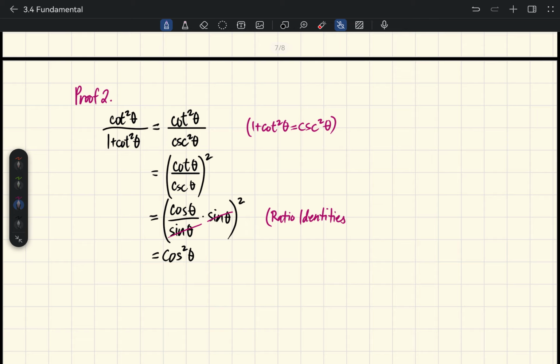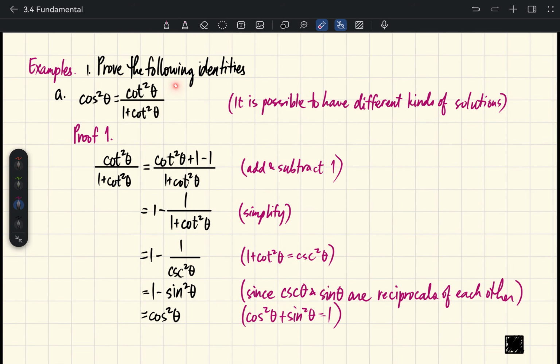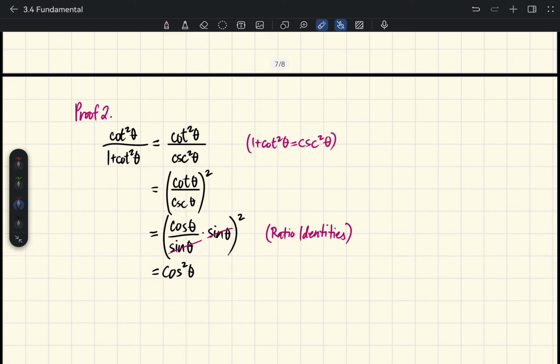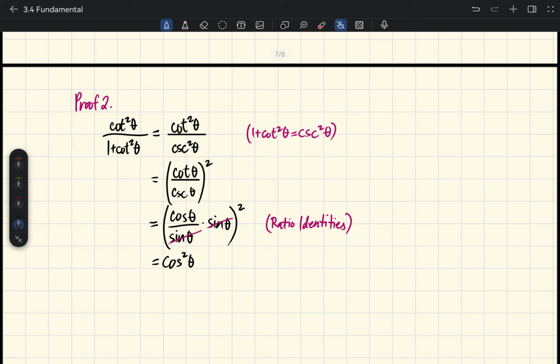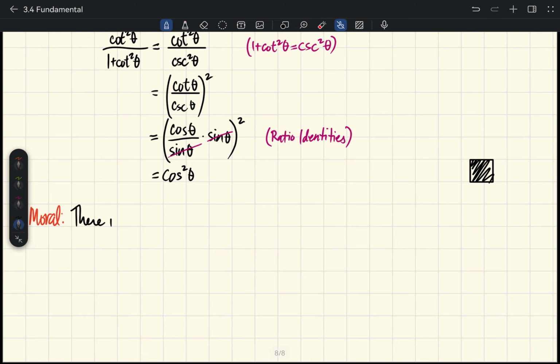Okay? So as you can see, we have one equation or one identity that we want to prove, but we were able to produce two different proofs for that one. So what am I saying here? The moral of the story is that there is more than one way to prove identities.